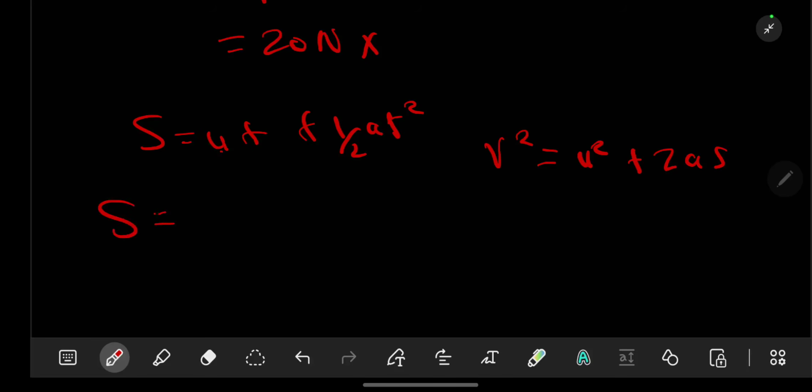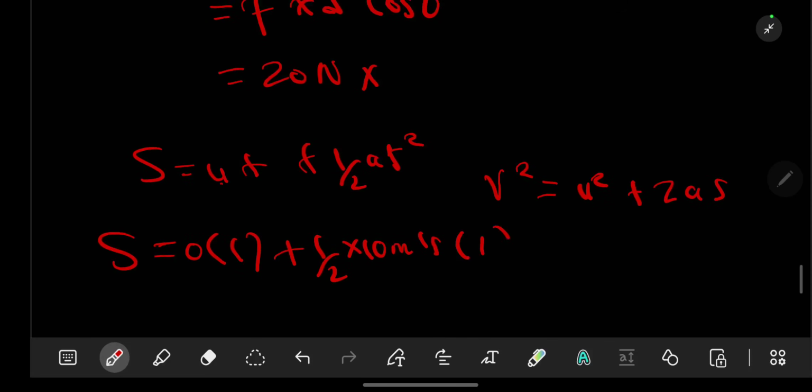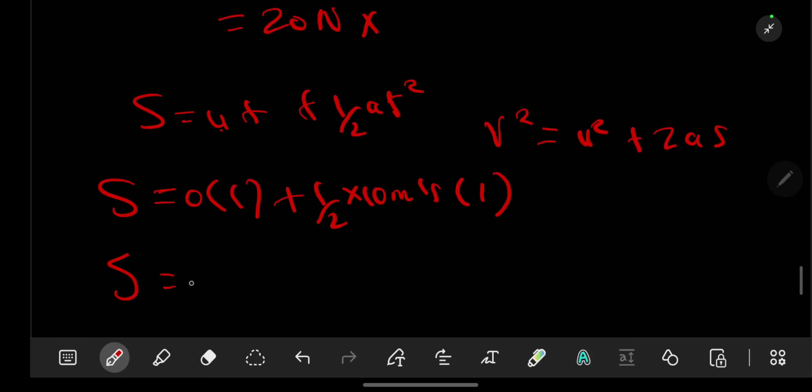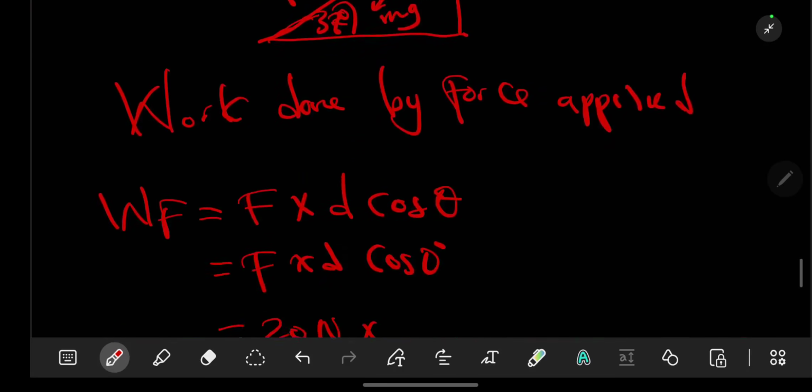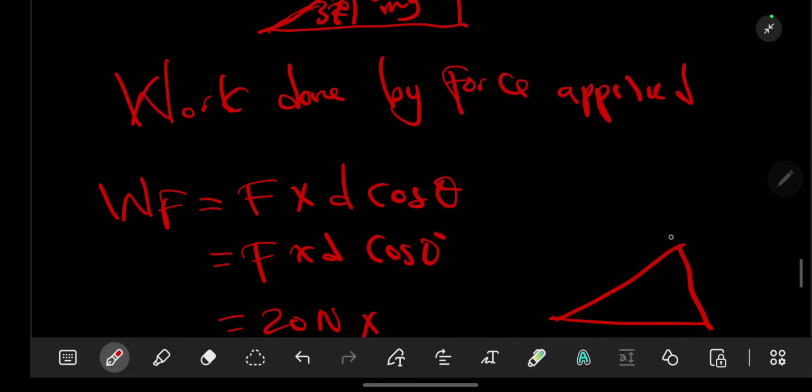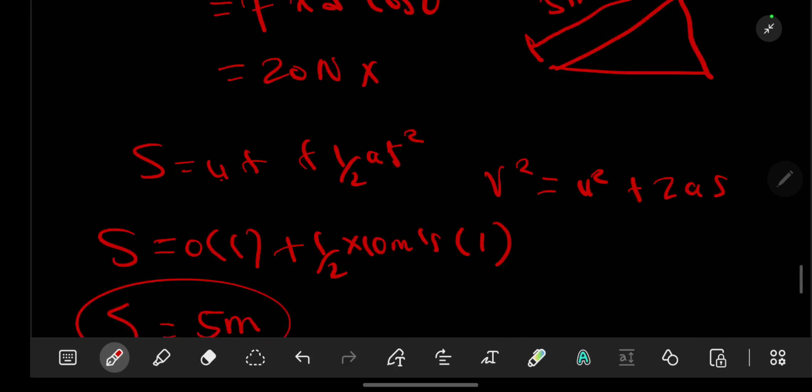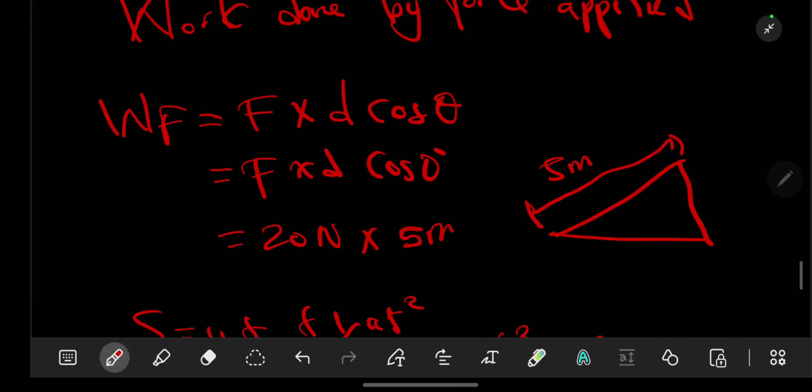So my S should be equal to, the initial speed is 0 since it started at rest, times the time, which is 1. Then we have plus half, our acceleration is 10 meters per second squared, times our time squared, which is 1. So our S is equal to 0 plus half by 10, which will give us 5 meters. So that distance along the ramp is 5 meters. So from here to here, we have 5 meters like that.